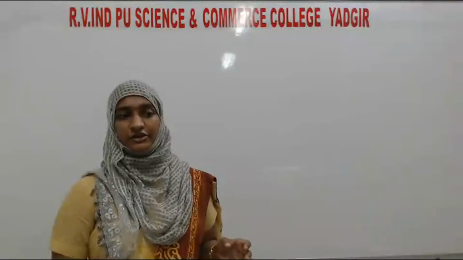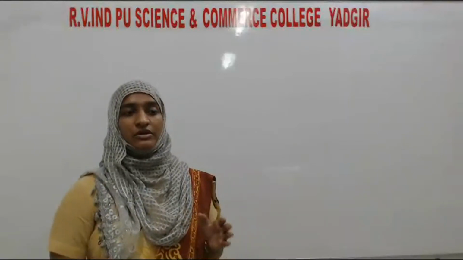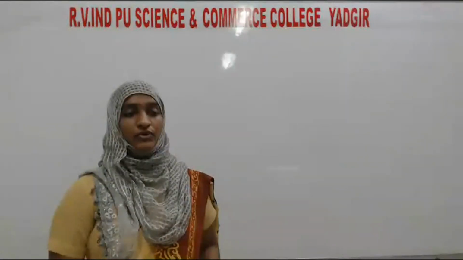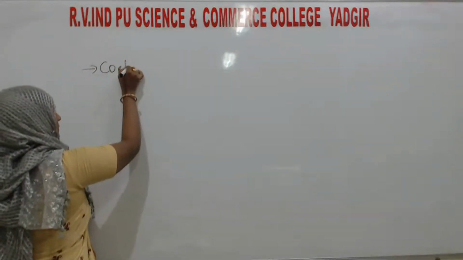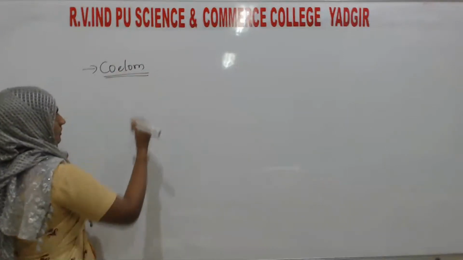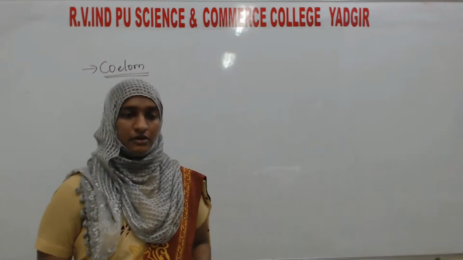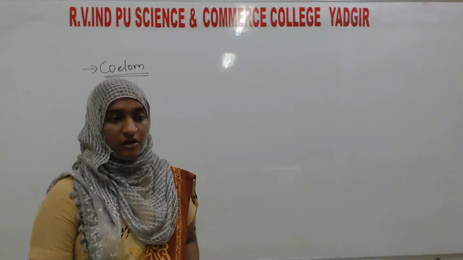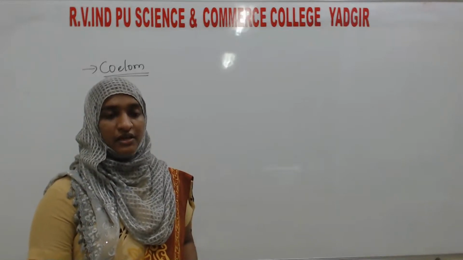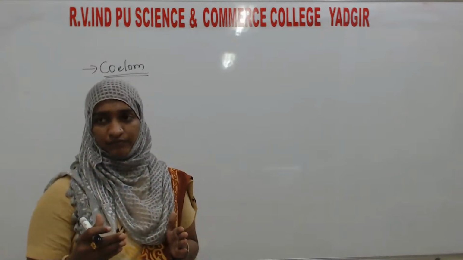In the last classes, we have talked about the diploblastic and triploblastic organization among the animals. Today we will go for the next basis, that is the coelom. What is it? Coelom, which is also known as the body cavity: the presence or absence of a body cavity between the body wall and the gut wall.